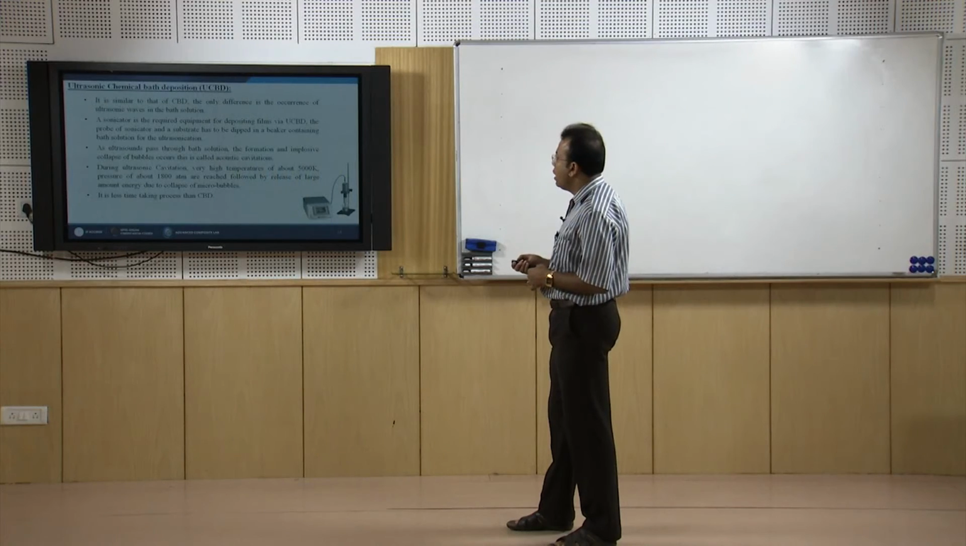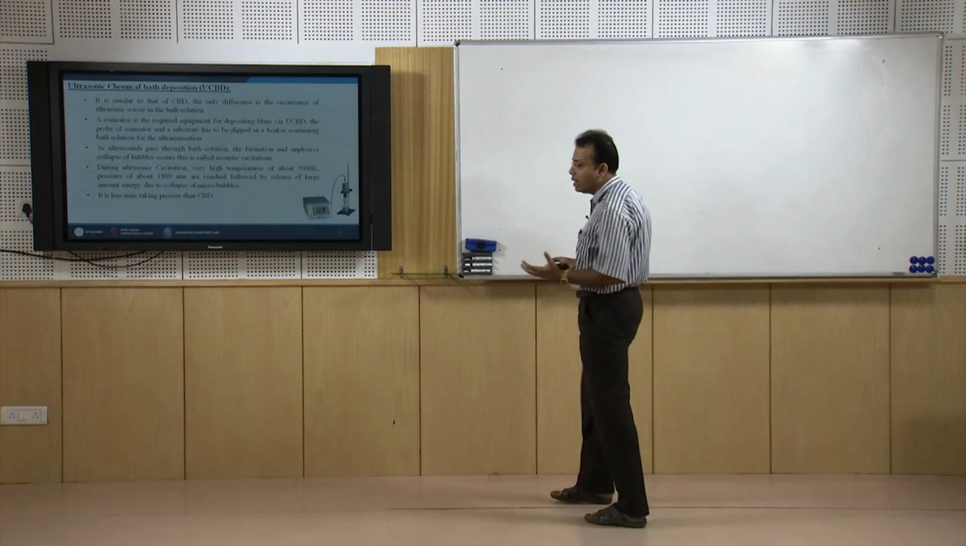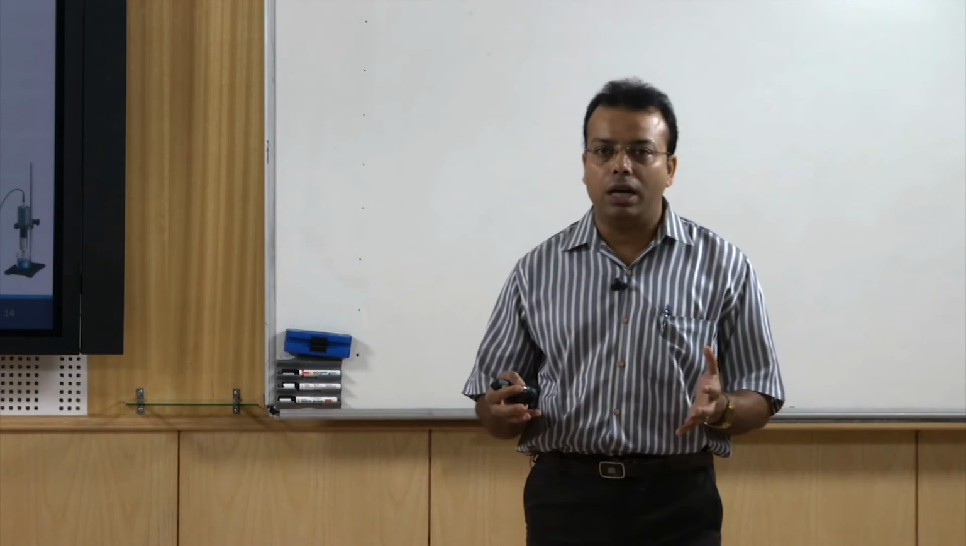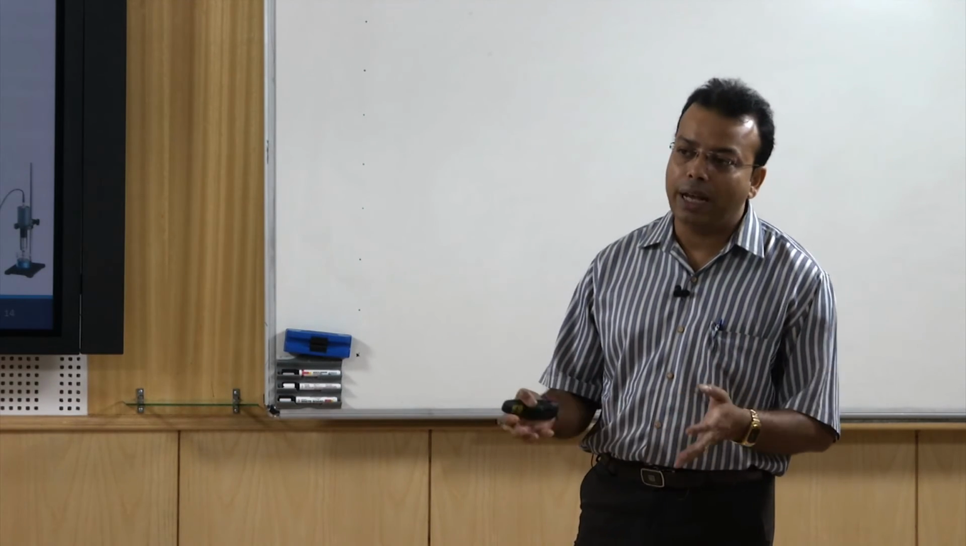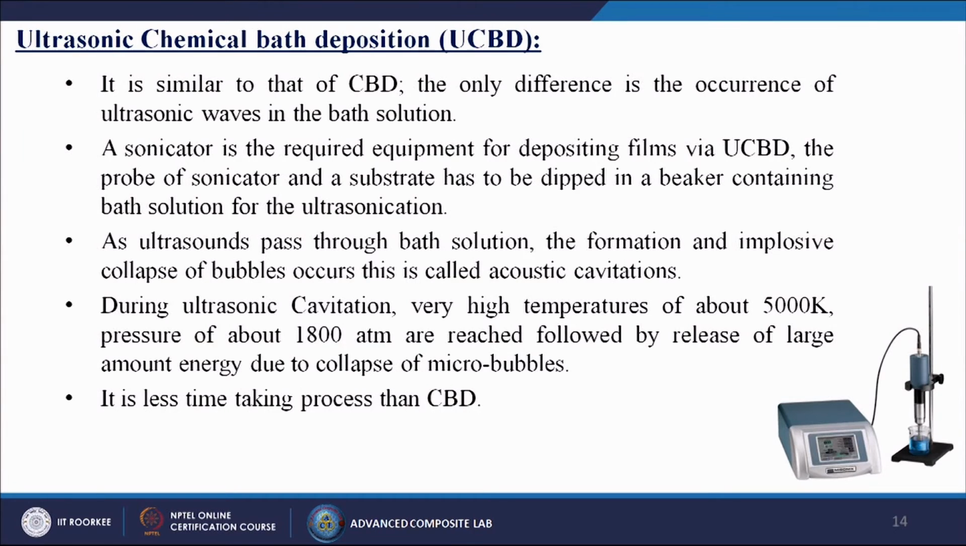Then we are going to discuss ultrasonic chemical bath deposition. Only the thing is that here we are using some ultrasonic vibrations by which we can do the coatings onto our substrate itself. So, it is similar to CBD, the only difference is the occurrence of ultrasonic waves in the bath solutions. A sonicator is the required equipment for depositing film via UCBD. The probe of the sonicator and a substrate have to be dipped in a beaker containing bath solutions for the ultrasonication.